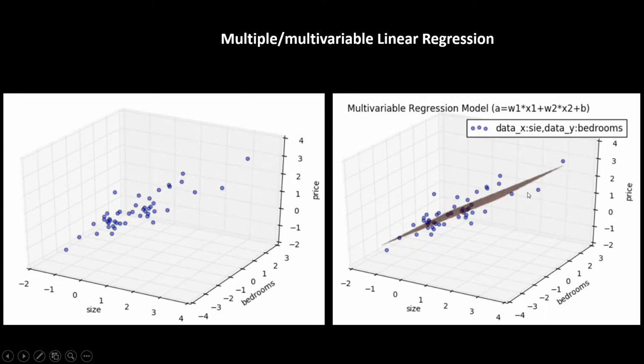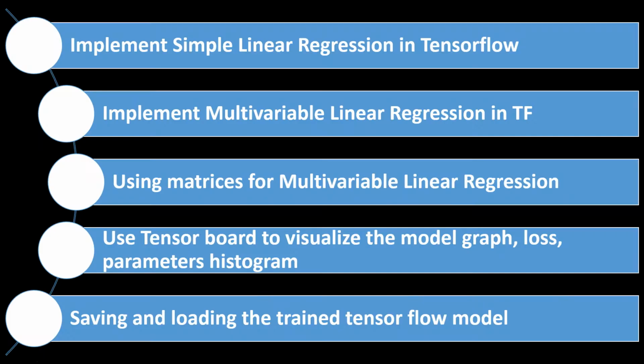And for multivariable linear regression, given multi-dimensional data as shown here, we'll try to predict a model, which in this case will be a hyperplane. So in this video, we are going to implement simple linear regression in TensorFlow, multivariable or multiple linear regression in TensorFlow, and then the same multivariable linear regression with another matrix format.